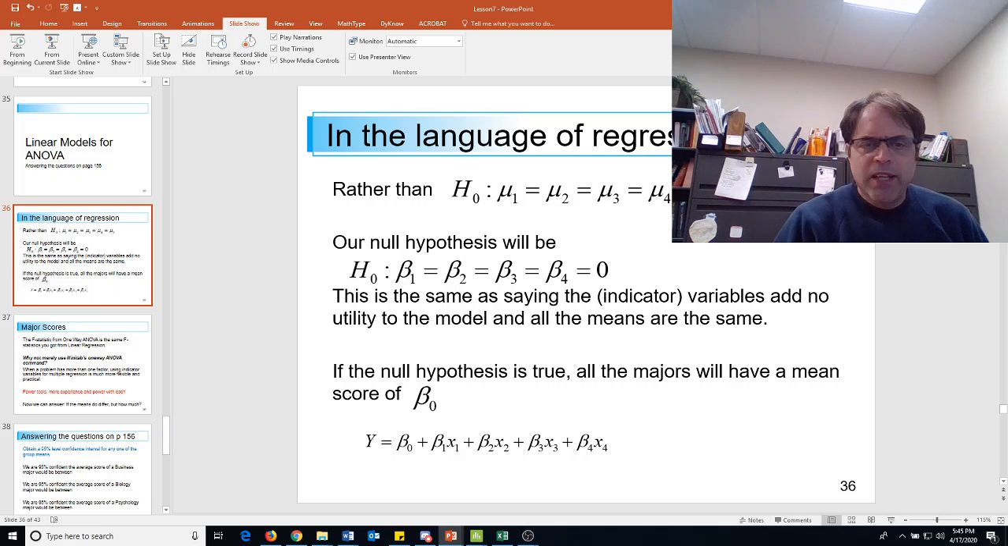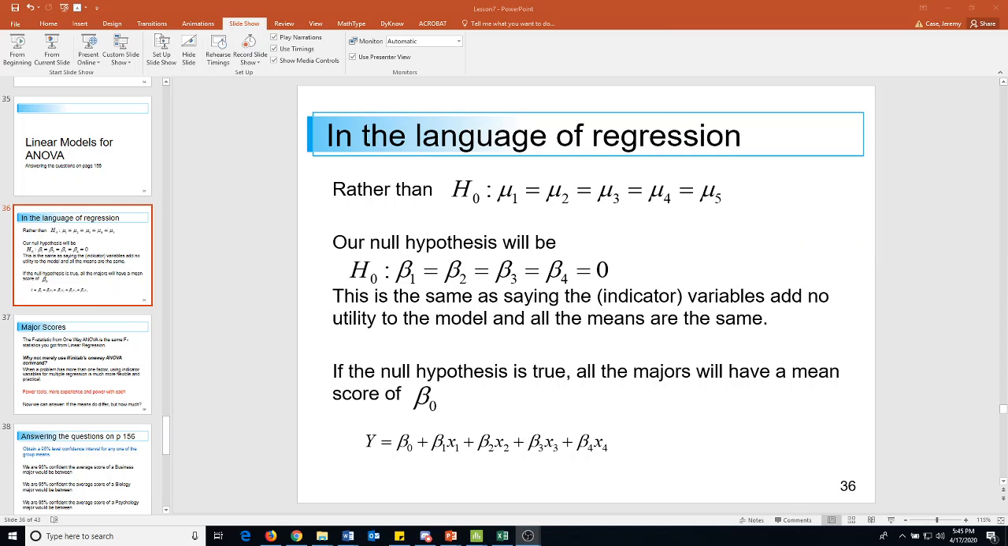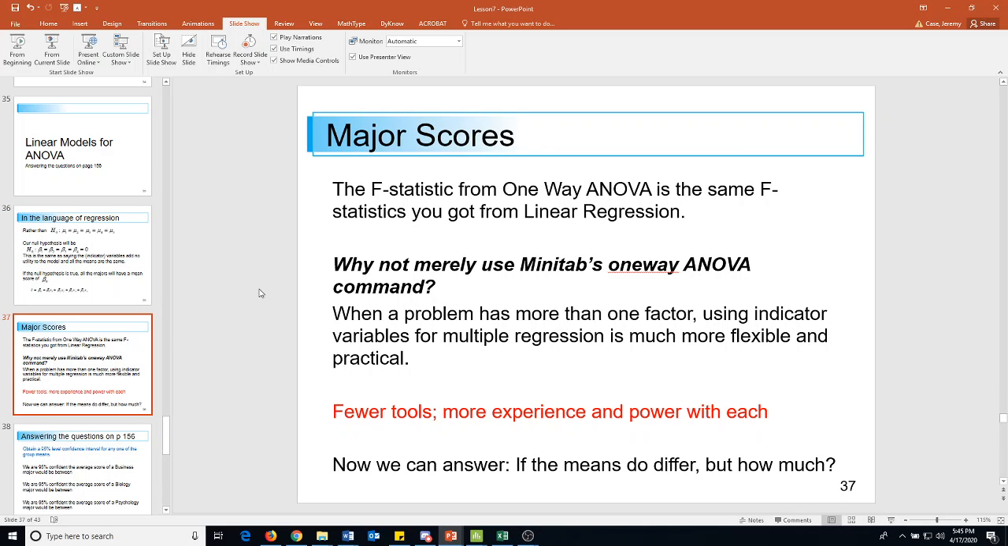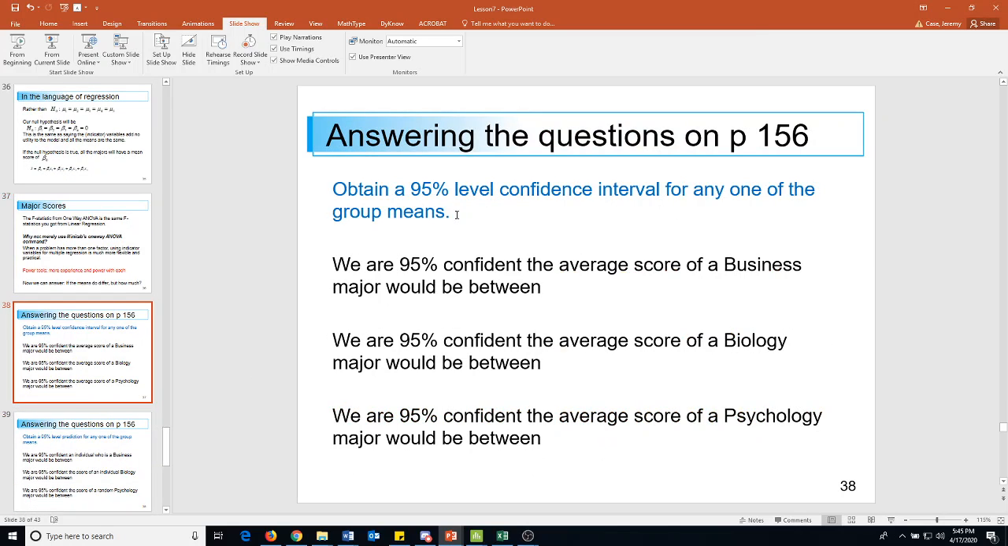I'm kind of skipping that, so I might be arrested tonight. But the idea is that you still get the same F statistic. And the question is, why don't we just use Minitab's one-way ANOVA? Well, we can get some more information here. So, like if the means differ, about how much? So let's answer those questions on page 156.